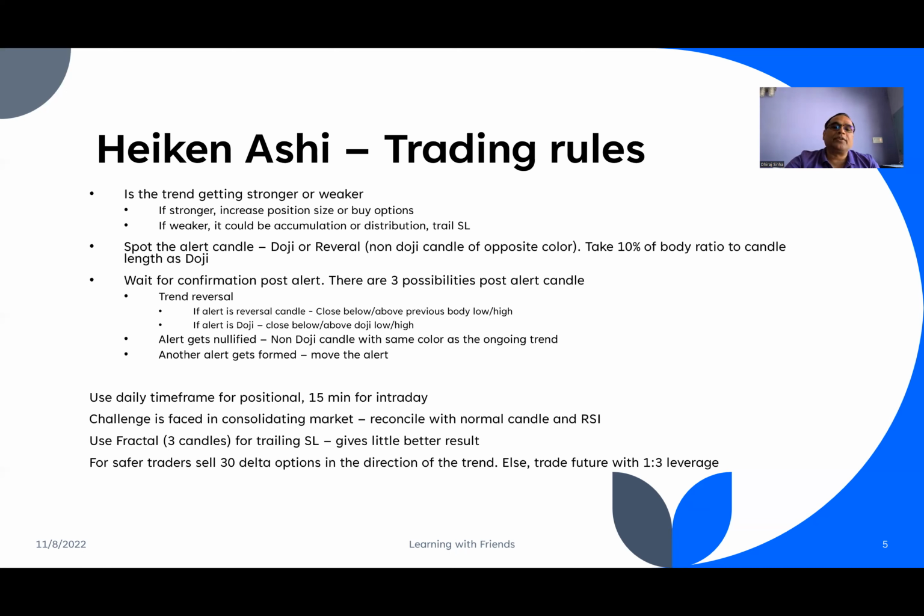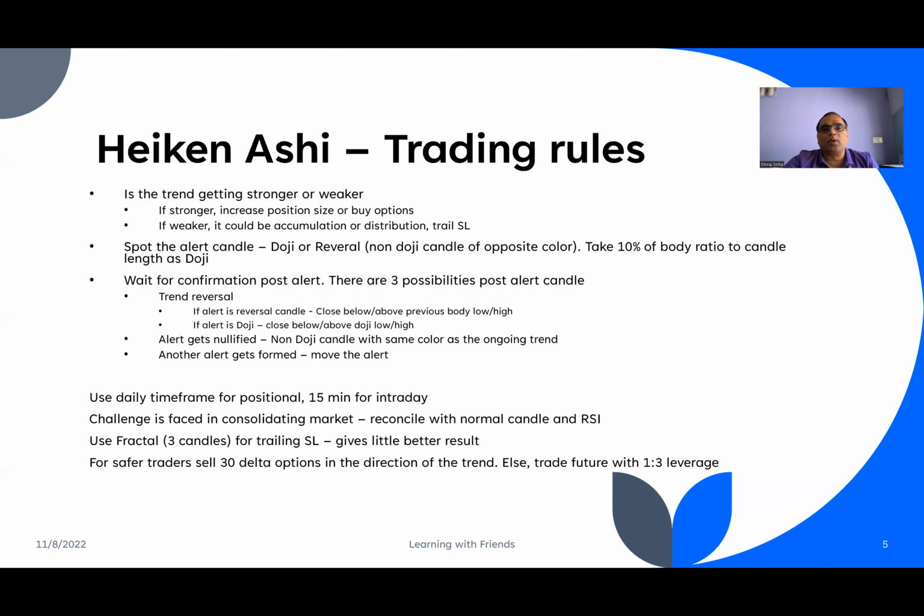Assume that the alert was a doji. So in case of a doji, there is hardly any body to compare. So you look at the doji as in full candle high or low. If you were in a short trade and you got a doji, that doji could be a green doji or a red doji, doesn't matter. You got a doji. The next candle was a green candle closing above the high of the doji. And everything which I'm talking about is happening on the Heiken Ashi chart. You're not looking at the normal candle chart. Please keep that in mind. So that is the rule for confirmation.